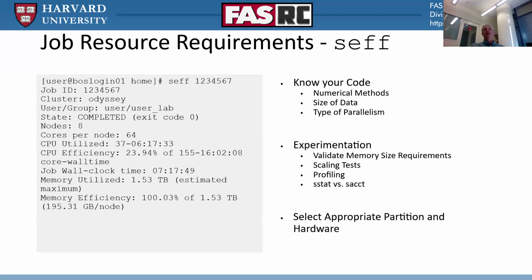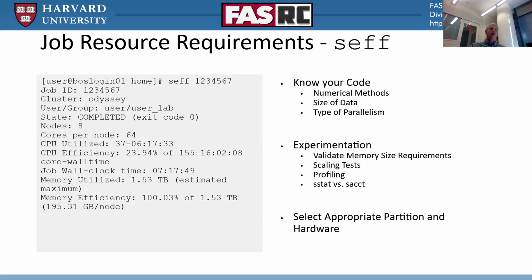Often, though, the numerical method you're using may in fact require multiple replicas of that in memory. So you may in fact need 2 or 3 times the size of the data you're reading in to be able to operate on it. It depends on the method.